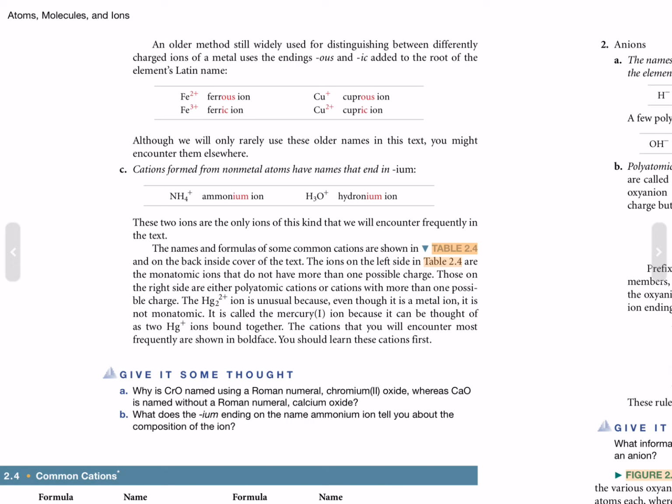The names and formulas of some common ions are shown in Table 2.4 and on the back inside cover of the text. The ions on the left side of Table 2.4 are the monoatomic ions that do not have more than one possible charge. Those on the right side are either polyatomic ions or cations with more than one possible charge. The mercury(I) ion is unusual because even though it is a metal ion, it is not monoatomic. It is called the mercury(I) ion because it is thought to have two mercury ions bound together. The cations that you will encounter most frequently are shown in boldface. You should learn these cations first.